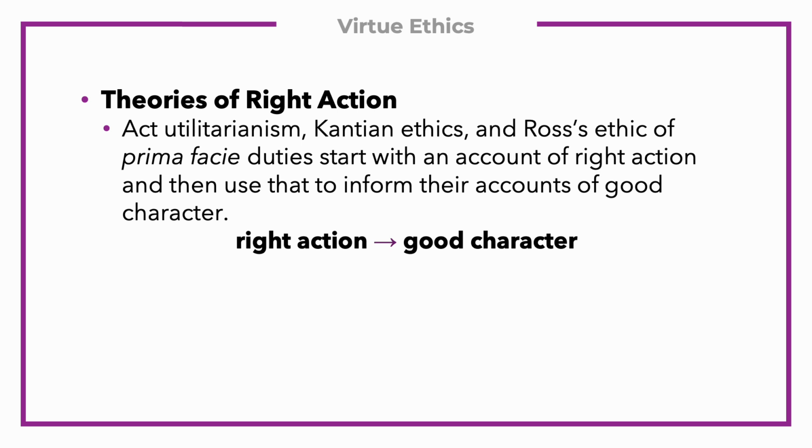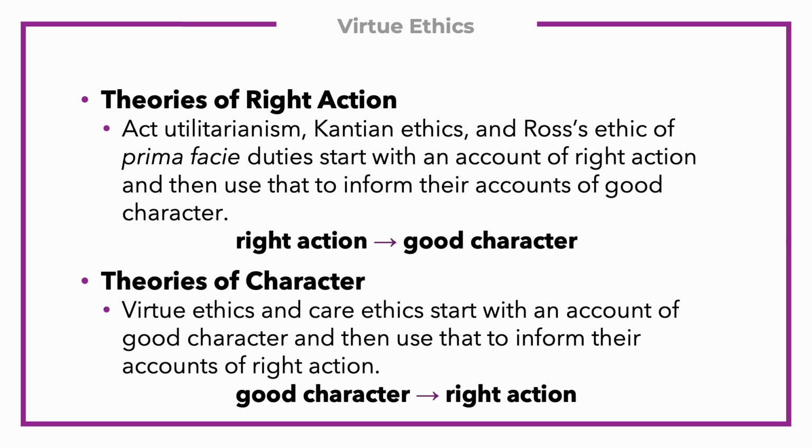For utilitarianism, the good person or someone with good character is someone who maximizes utility, they perform actions that maximize utility. Theories of character are a little bit different in that they develop their view of right action off of their view of good character. So they, like virtue ethics and care ethics, start with an account of what it means to be a good person, and then use that to inform their account of right action. So if we want to figure out what the right action to perform is, we need to start by thinking about what it means to be a good person, and then think about what that kind of person would do. And that tells us what the right action is.